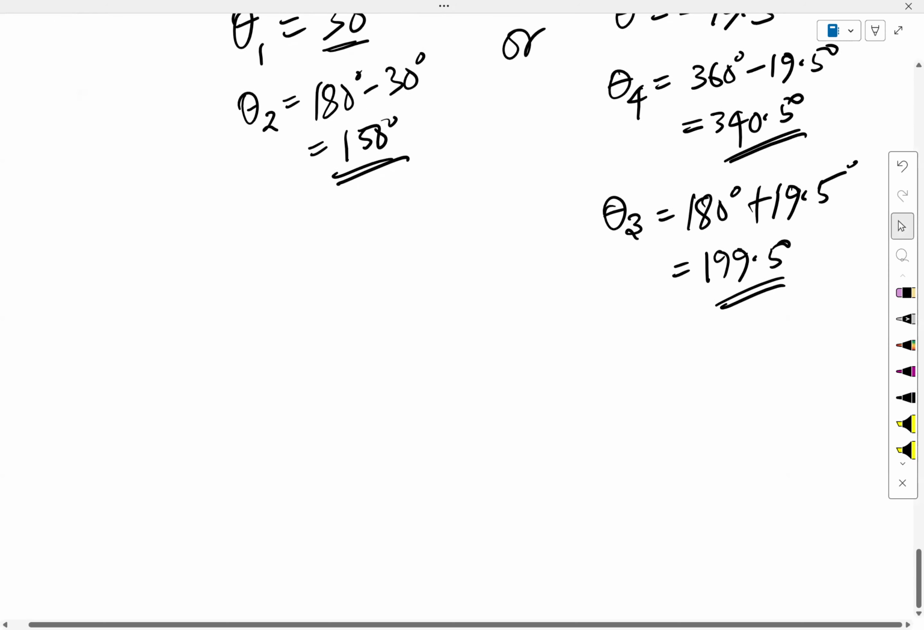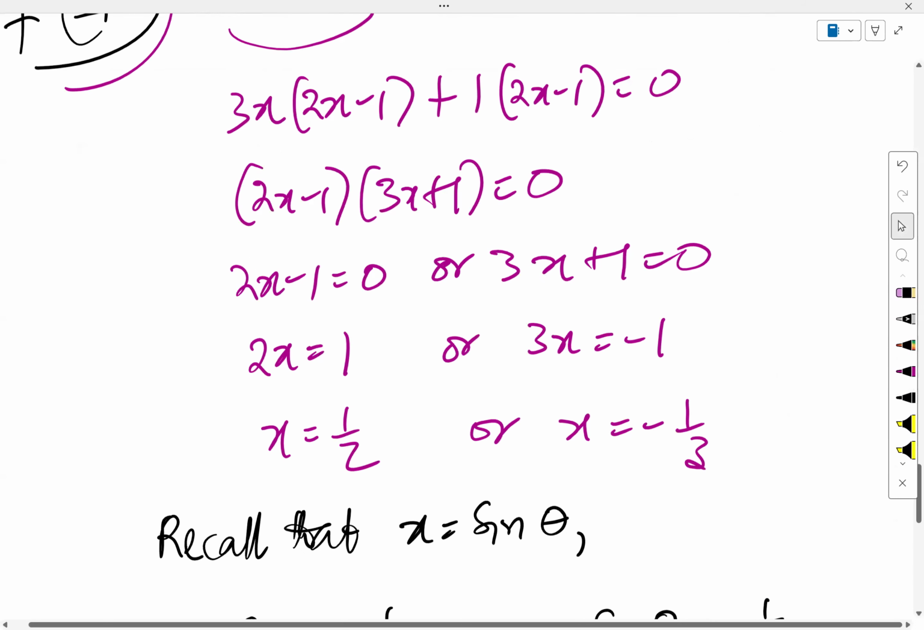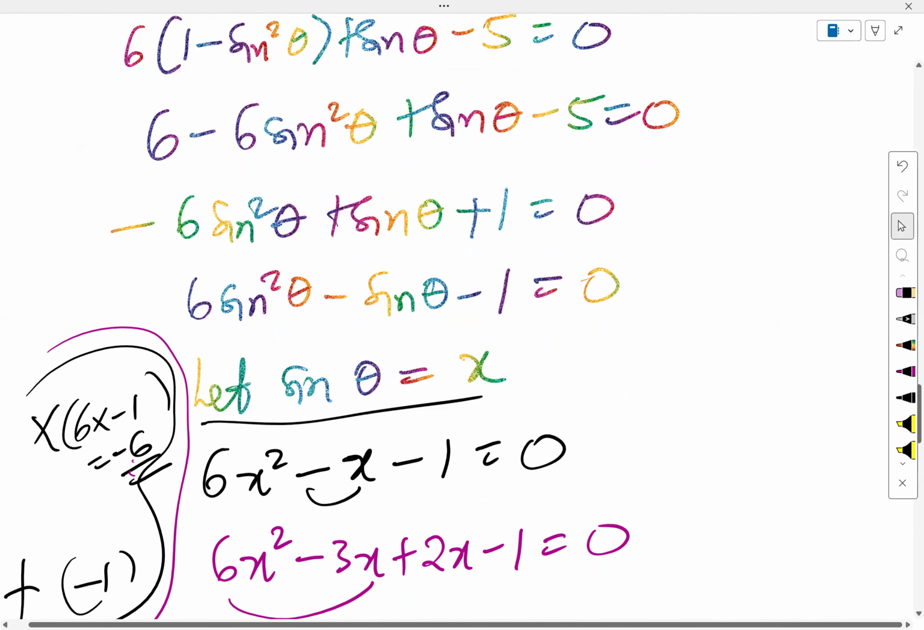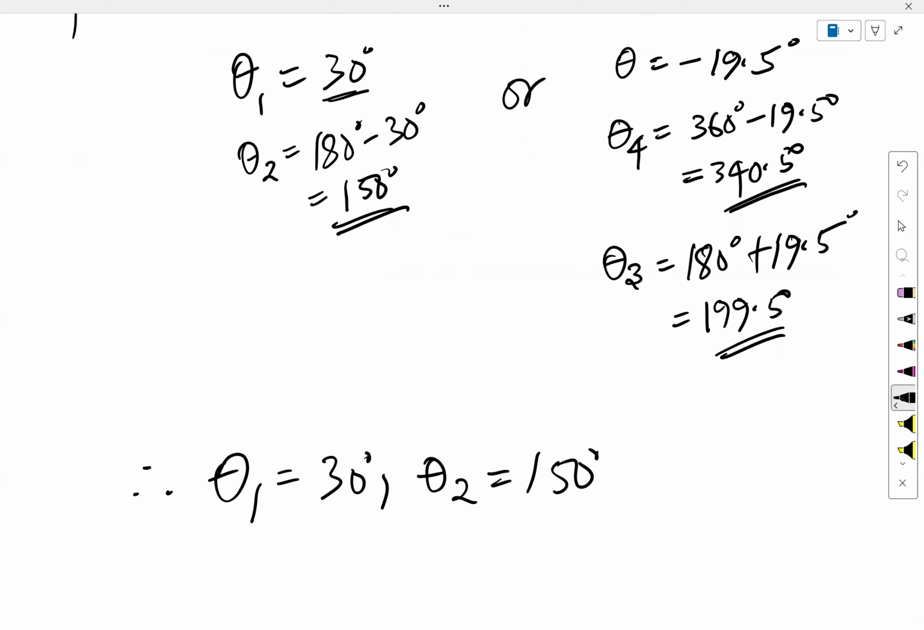So at the end of the day, we have angles in all the four quadrants that satisfy that particular expression, 6 cos squared theta plus sine theta minus 5 equals 0. So you can just say therefore theta: in the first quadrant we have 30 degrees, in the second quadrant we have 150 degrees, in the third quadrant we have 199.5 degrees, and in the fourth quadrant we have 340.5 degrees, and those are the results.